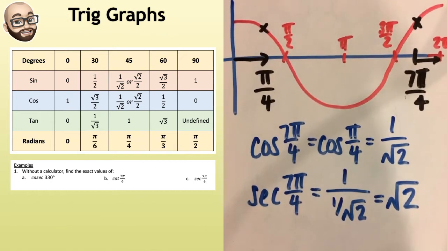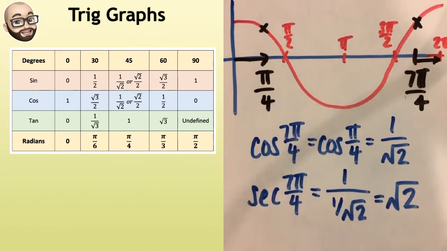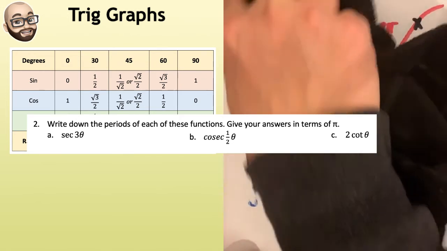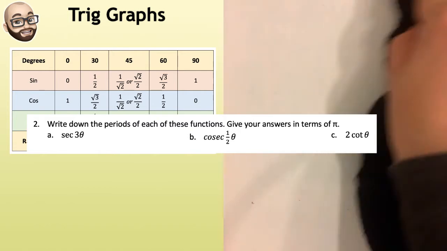Okay, let's try the next question. I'll keep that table on, we may need it. It says write down the periods of these functions, give your answers in terms of pi. So this is really going to test you on how good you were at your graph transformations, which is what you've done at some point with Miss Crook.